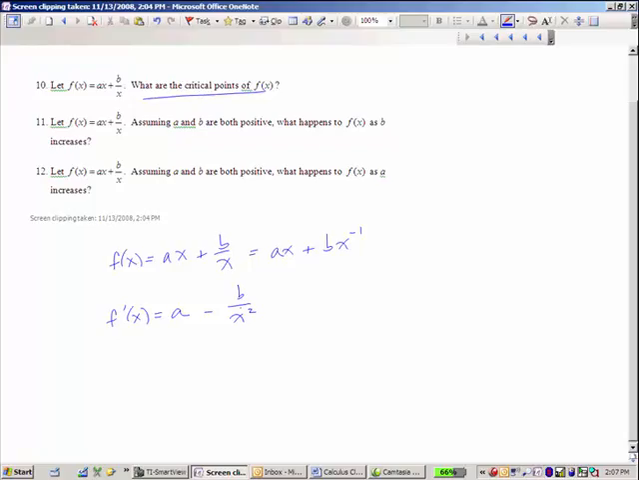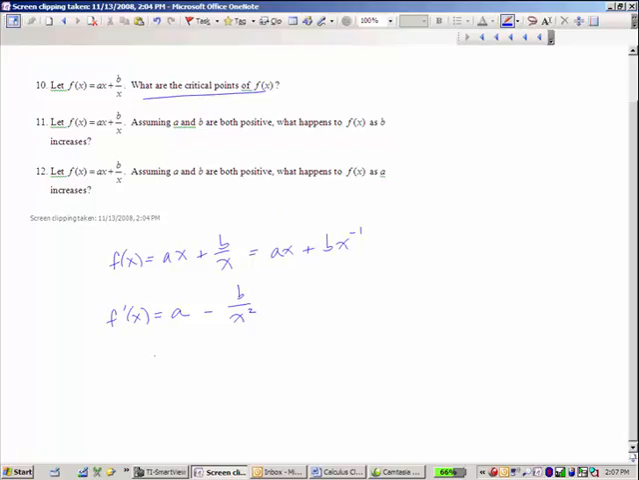So look, you're right, Jack. One of the critical points is when x equals 0. Right? Why? It's when it's undefined. But I have news for you. Go back to the original function. It was undefined there anyhow. So we don't call it a critical point because it's not in the domain of the function. It's an interesting point, though. So I like that. It's an interesting point.